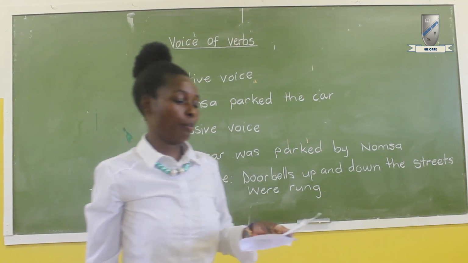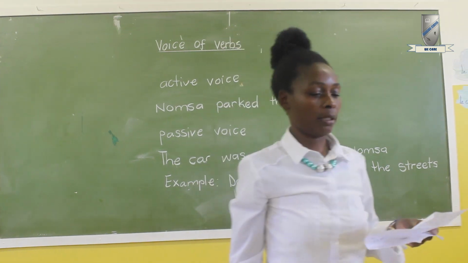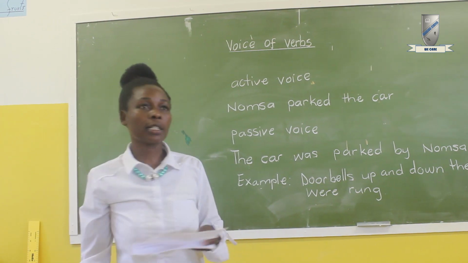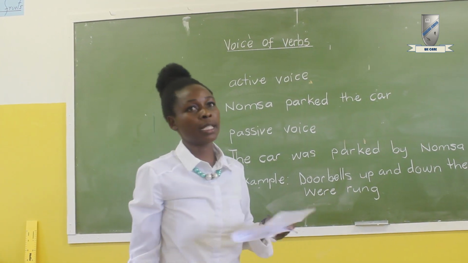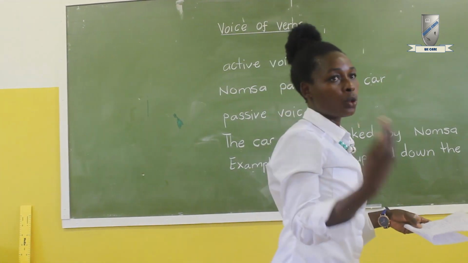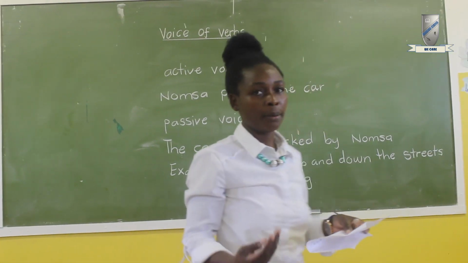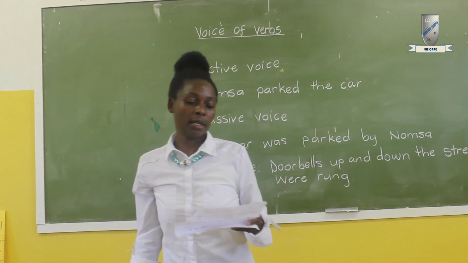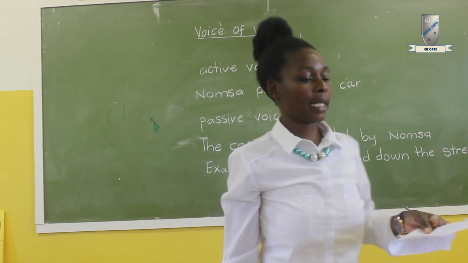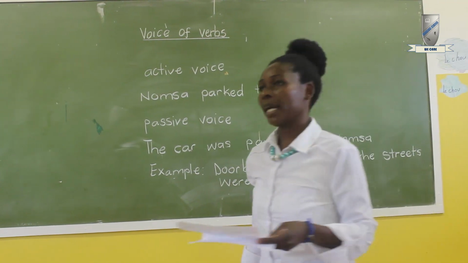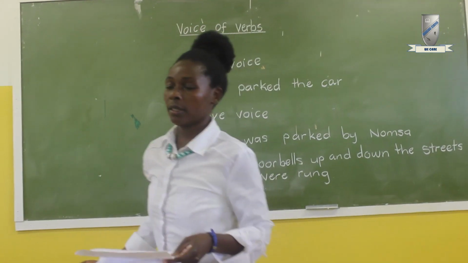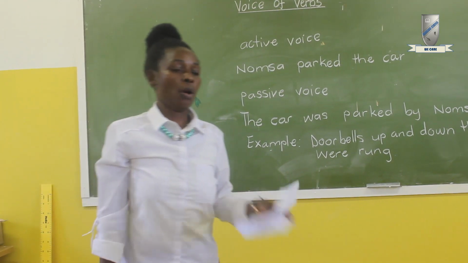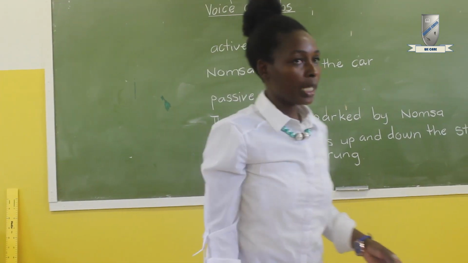The queen planned a party for the princess. This sentence is in an active voice whereby we start with the subject, the doer of the action, which is the queen. Then the answer is, a party for the princess was planned by the queen.